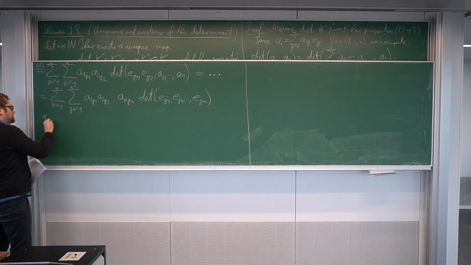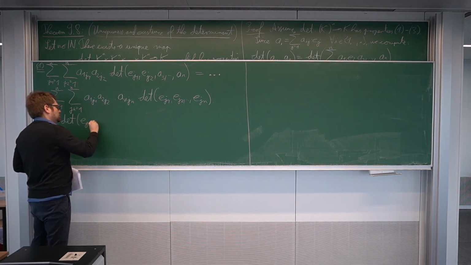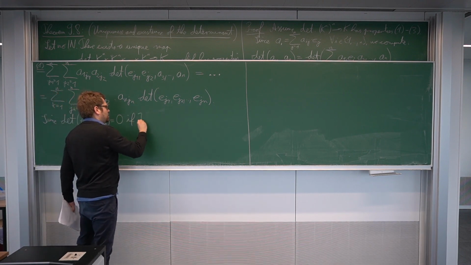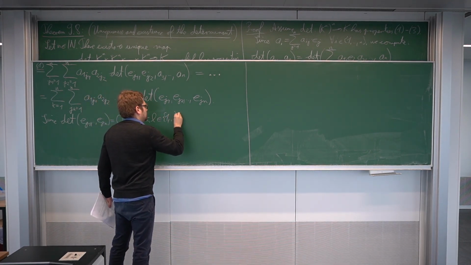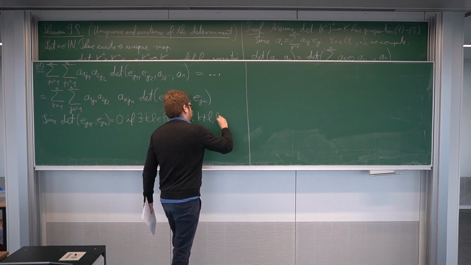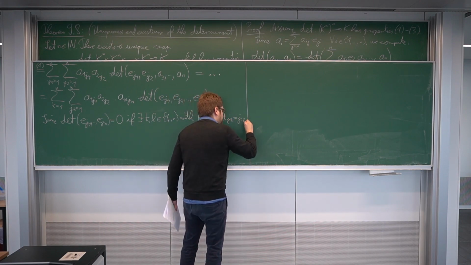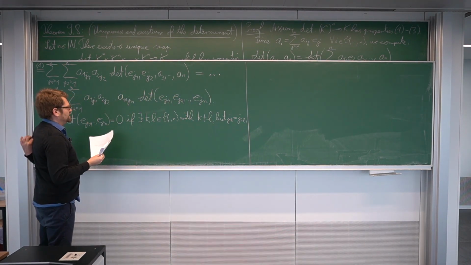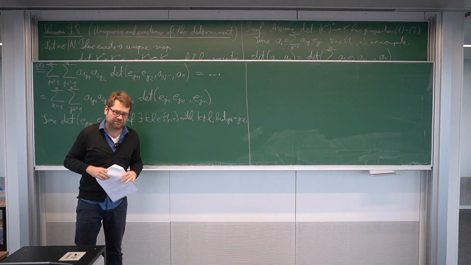So since the determinant of e_j1 to e_jn is equal to 0 if there are k, l in 1 to n with k not equal to l, but jk is equal to jl, we know that the summands that belong to these possibilities are all vanishing. So we can disregard in this huge sum everything for which two of these j's are the same element.